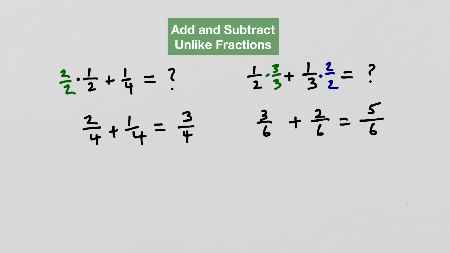Okay? Fairly simple, right? So this is adding unlike fractions, but it's a positive adding another positive. Okay? What happens when one of them is negative? Okay, well, let's explore that. So let's suppose we have negative 3/4 plus 5/6. Okay, so what do we do here?